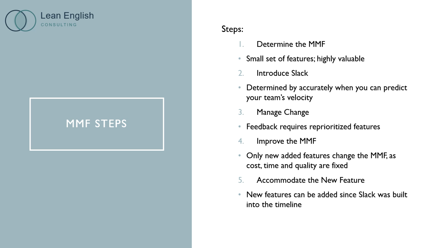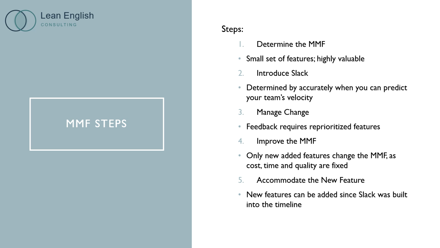Second, introduce slack. Slack is some additional time the team will need to deal with quality issues, scheduling conflicts, and other problems. After your team has been working together for a while, you will be able to determine accurately their velocity, or how much work they can accomplish in a sprint. After you calculate how long it will take to complete all the MMF tasks, add a little time to the end of the project.